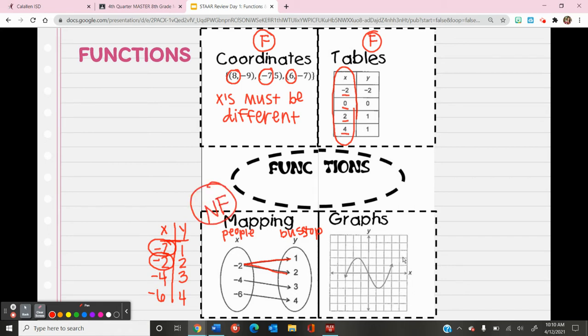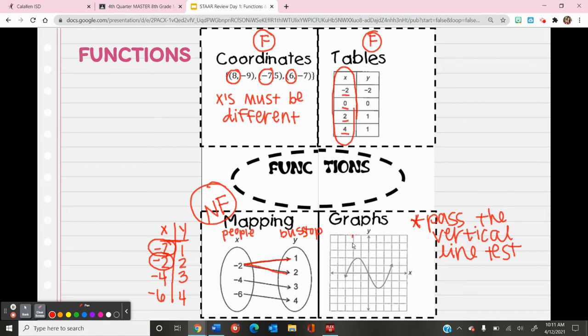Then we get into graphs. And your graph has to pass the vertical line test. Now remember, vertical means going up and down. So I'm going to be drawing lines going up and down to determine if my graph passes through it more than once. And if it touches my line more than once, then that tells me it's not a function.